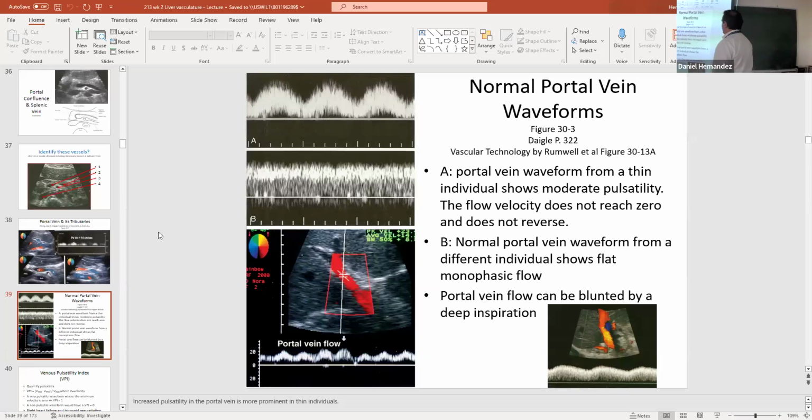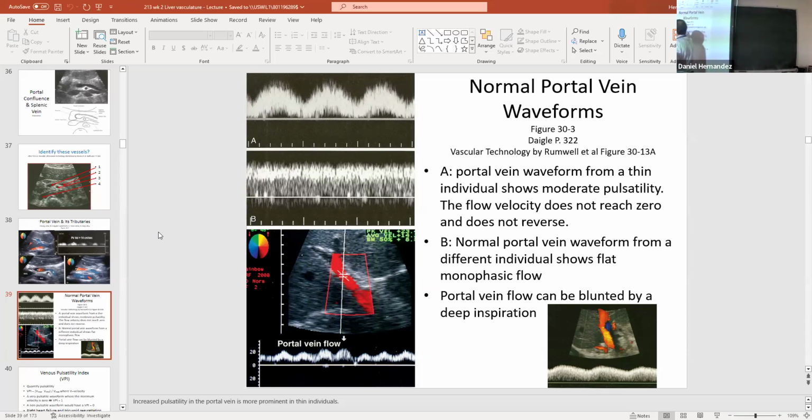So normal portal vein waveforms can vary a little bit depending on the patient's age, their fasting status or NPO status, and their cardiac status, whether or not they have congestive heart failure or portal hypertension. So different things can affect that portal vein flow. In this case, the top waveform that showed more pulsatility was from a very thin individual.